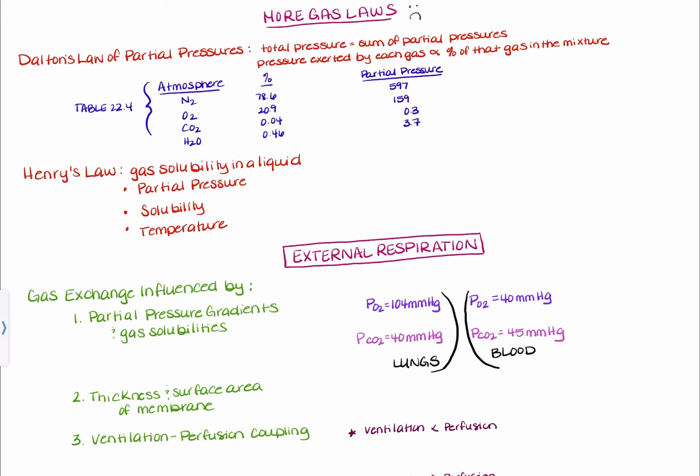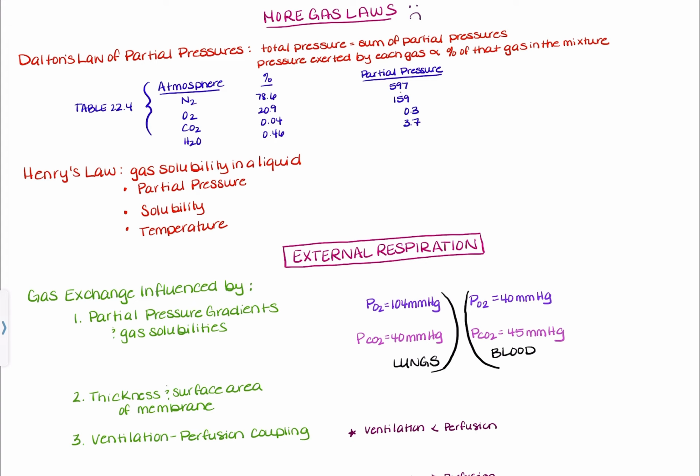In addition to that, Dalton's law also states that the pressure exerted by each gas is directly proportional to that percent of gas in the mixture. So, for example, we have four gases in our atmosphere, and they're all present in varying amounts. The predominant gas in the atmosphere is nitrogen, and then we have 20% oxygen, and we have very, very little carbon dioxide and water down here.